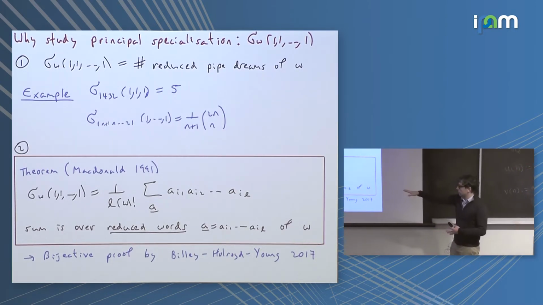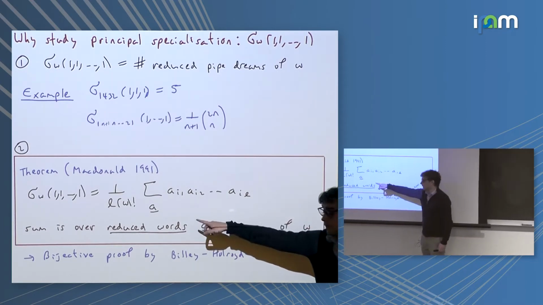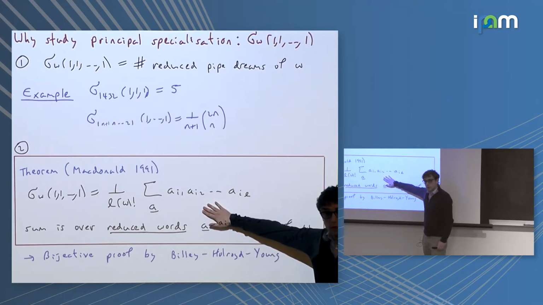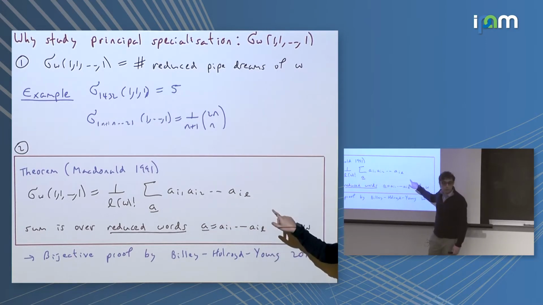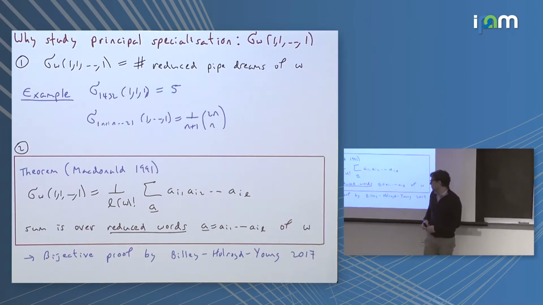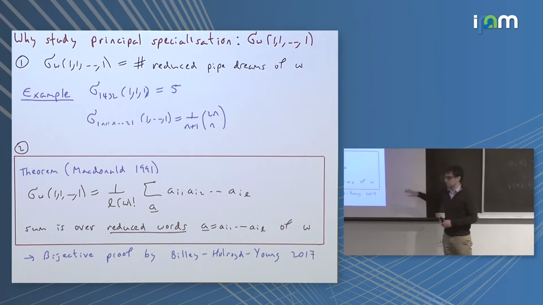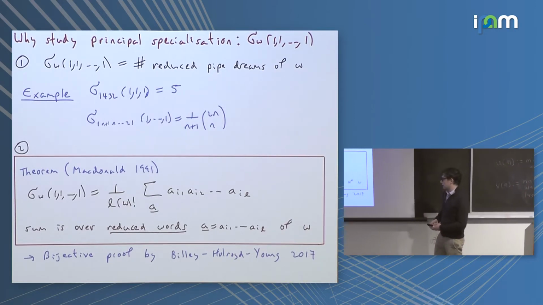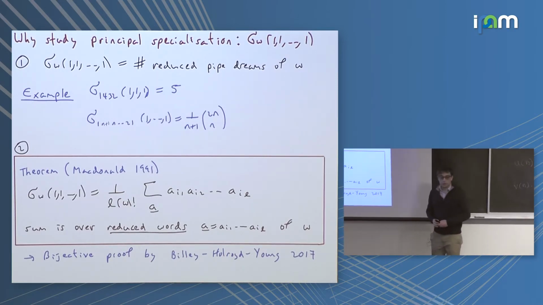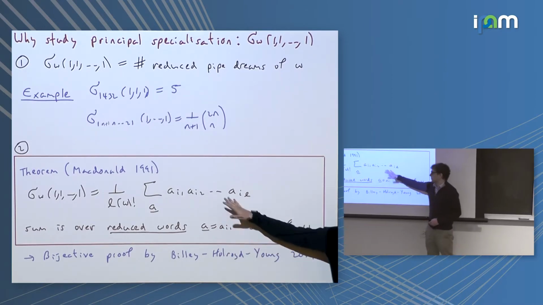But in general, for any permutation, this principal evaluation has this formula by Macdonald. That is, you take 1 over the length factorial, you sum over the reduced words of a permutation, and I'll review that in a second, and you multiply the indices of the reduced word. So it gives you kind of a weighted sorting network, this specialization. This is true for any permutation. And this recently had a bijective proof by Billey, Holroyd, and Young, who go from RC graphs to labeled sorting networks.